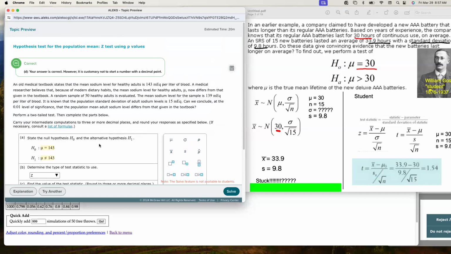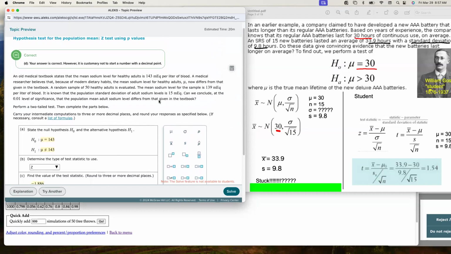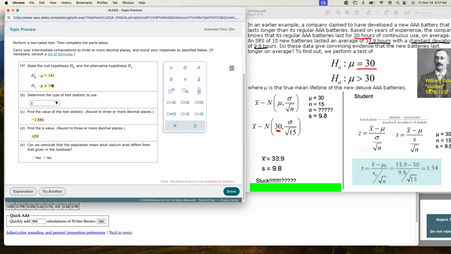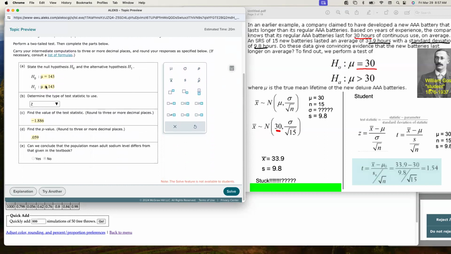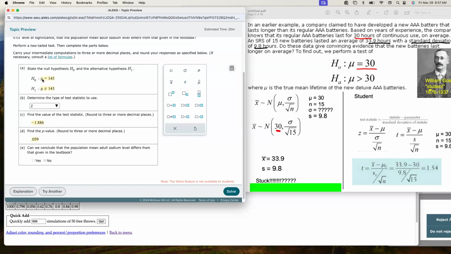Okay. So this scenario talks about the sodium level for healthy adults, and they're claiming that the true mean is 143, whatever that unit is, per liter of blood. And now what we're saying is that they felt that it changed due to modern dietary habits, that it actually is going to be different. Because they use the word different here, we're going to have to, just like we did with the proportions, say that it is not equal. So we don't have p anymore. We have mu, the mean of the population. That's just the Greek letter mu. And there's our hypothesized value.